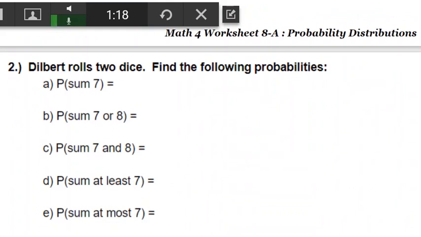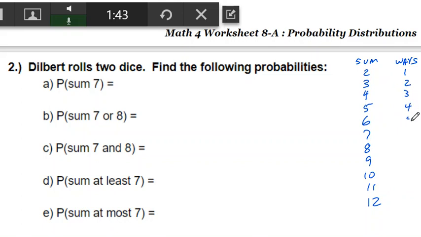All right, Dilbert rolls 2 dice. Now, I'm going to go over here and recreate that chart we did in the notes, because again, this is something that I think is very helpful right about now. All right, so that's the different sums that you can get out of 2 dice. And remember, the pattern was it went 1 up to the middle and then started going back down the other side.